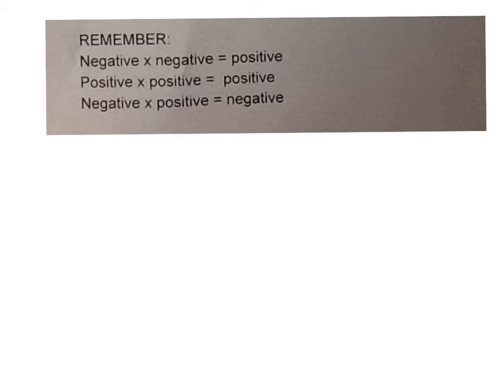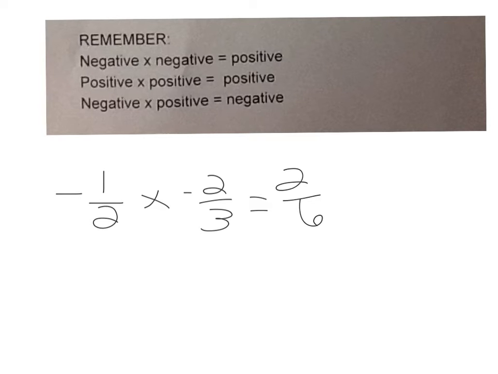The last thing I want you to remember is our rules for multiplying and dividing. So if you look right here, you have to remember that a negative times a negative always equals a positive. So for example, if we have negative 1/2 times negative 2/3, my answer is going to be positive. So it would be positive 2/6, and you could simplify from there.